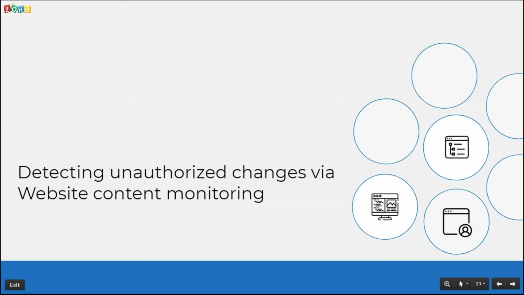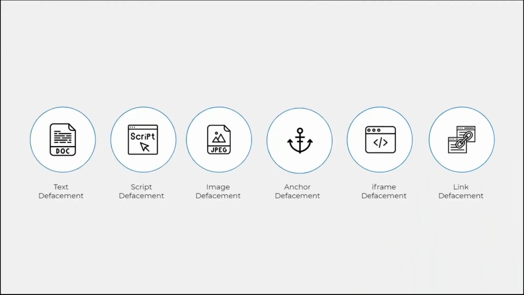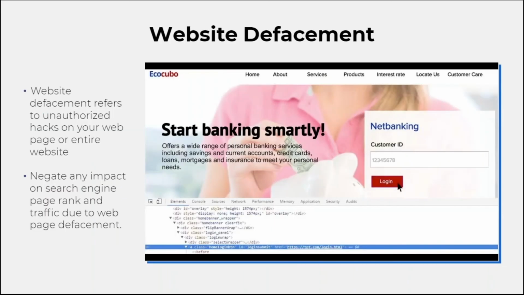So with that, we'll move on to the last section of the training: detecting unauthorized changes via website content monitoring. Here we're going to talk about any content changes happening in your web page. Any changes that go into your web page, like any text change or script change, any images getting changed in your website content, any anchor defacement or iframe or link defacement, you want that to be notified. Yes, you can monitor that in Applications Manager.